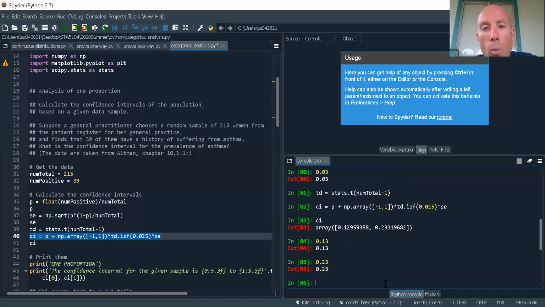So what this is saying is that we are 95% confident that the true proportion of patients in the registry with asthma is between 0.13 and 0.23. That's a range of 10%. We can be pretty certain that the true proportion is less than 1/4 and greater than 0.1. So it's definitely between about 10 and 25%. That gives us an idea of what's going on.